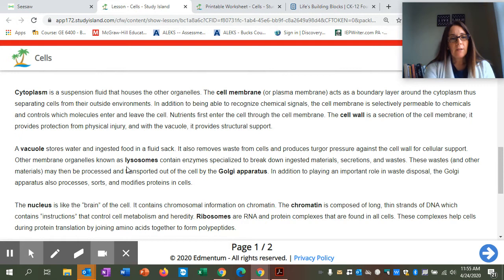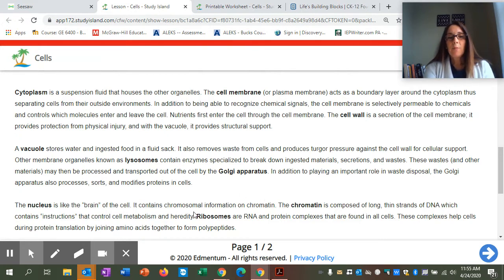Other membrane organelles, known as lysosomes, contain enzymes specialized to break down ingested materials, secretions, and wastes. These wastes and other materials may then be processed and transported out of the cell by the Golgi apparatus. In addition to playing an important role in waste disposal, the Golgi apparatus also processes, sorts, and modifies proteins in cells.